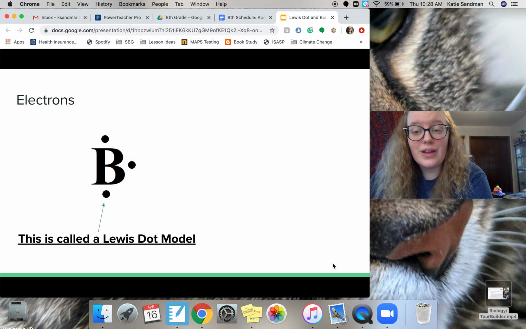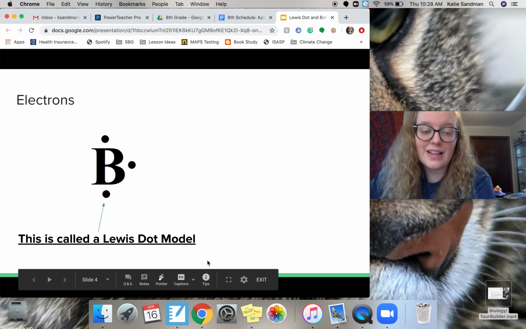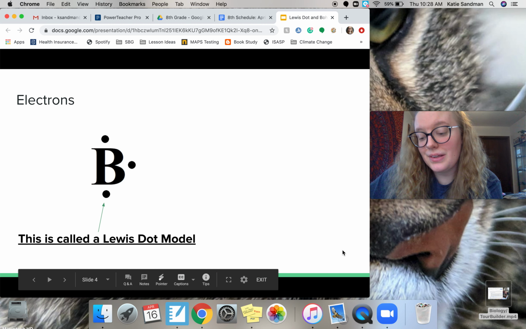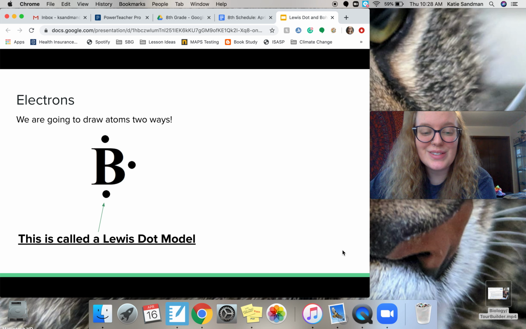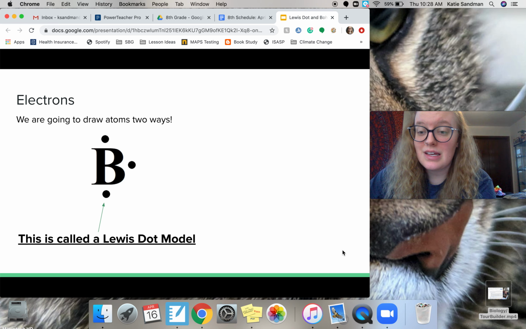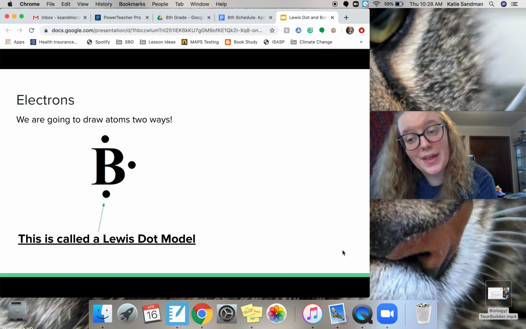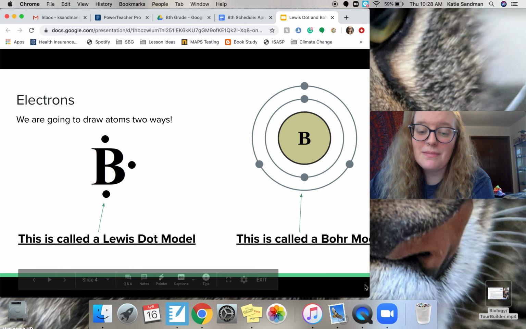So we are going to be looking at two different models you already see on there. I forgot to put a transition on there. We're going to be looking at this one. This is called a Lewis dot model. So we're going to draw atoms two ways. First one, Lewis dot. That's what we're going to be doing this week. Well, it's more so you guys are going to be learning about them this week. And then next week, I'm going to have you draw them. And then this is our other type. This is called a Bohr model.